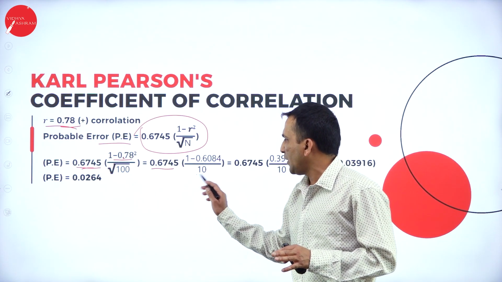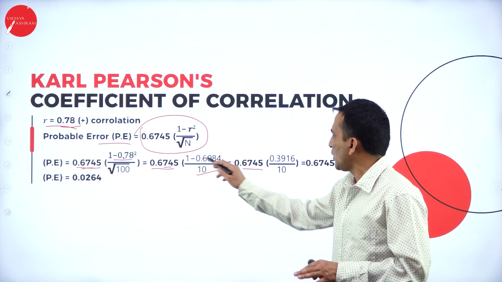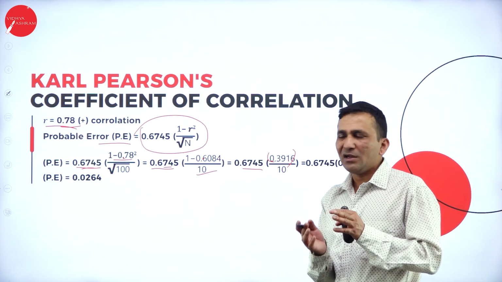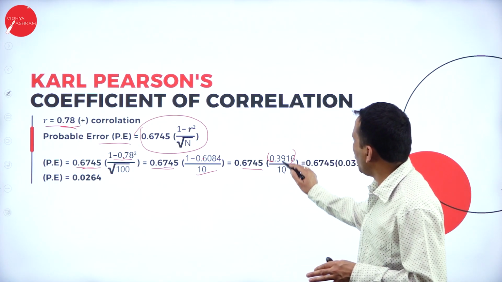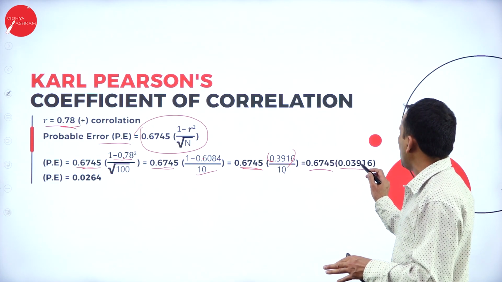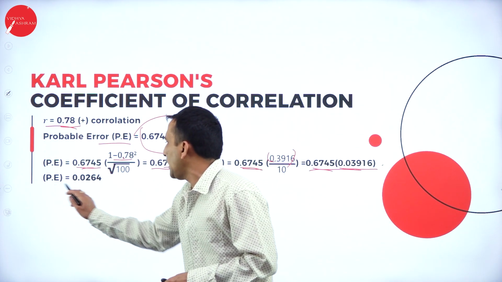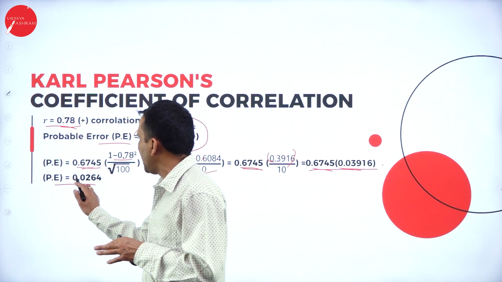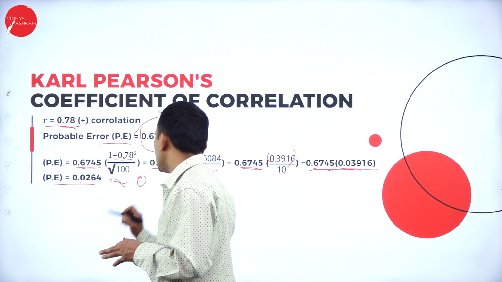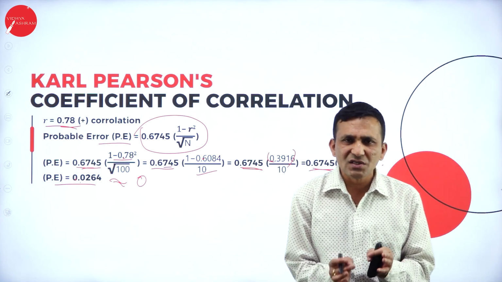If you remove the square root I am getting 10. Now I just want to subtract in the numerator, so after subtraction I am getting 0.3916 divided by 10. If you divide, you are getting 0.03916. If you multiply both values, the error will be approximately 0.026. If you take approximately, there are no chances of more error. Only fractions we are finding.